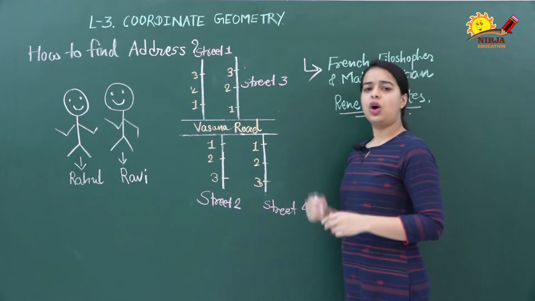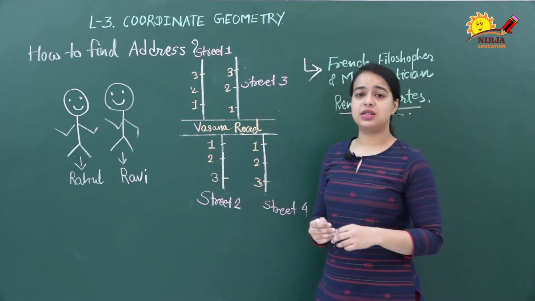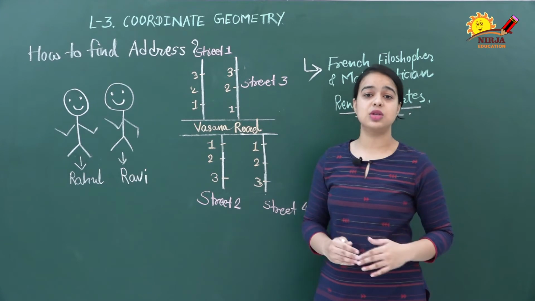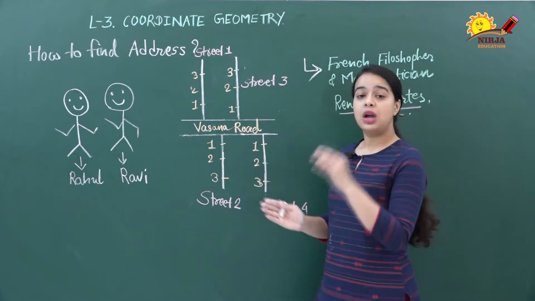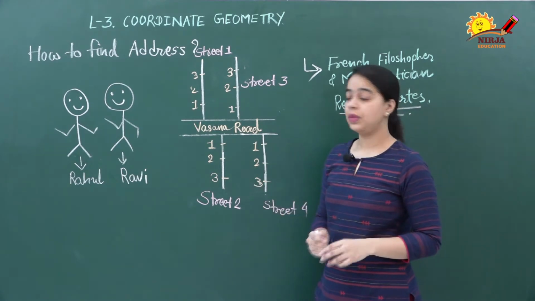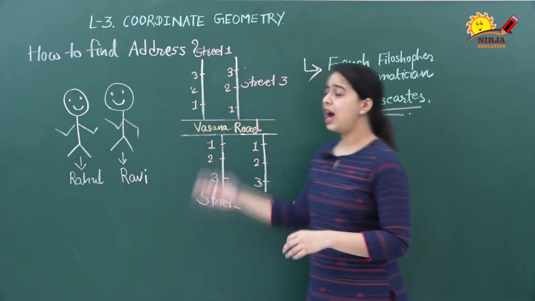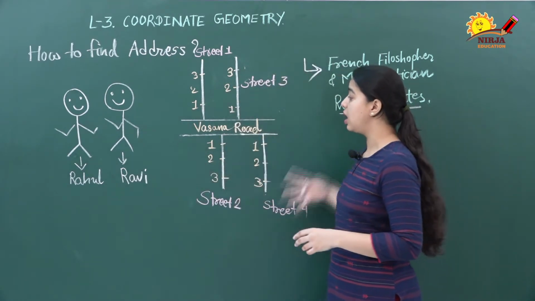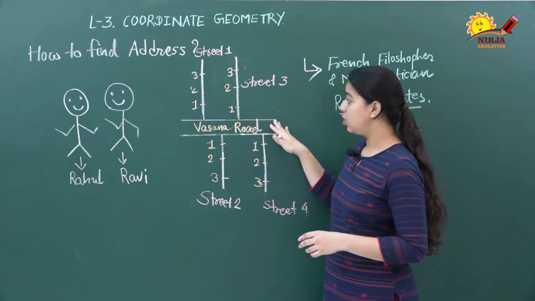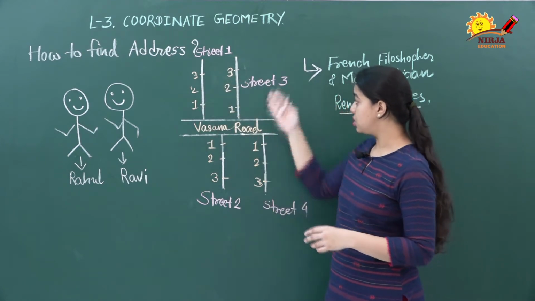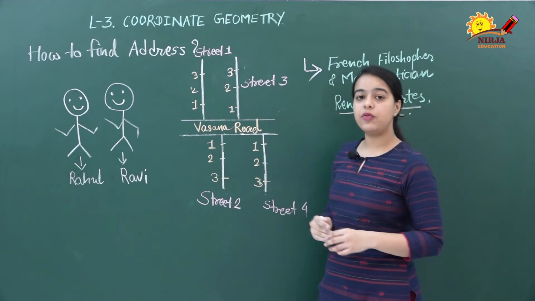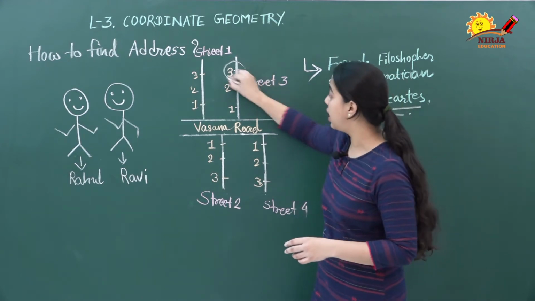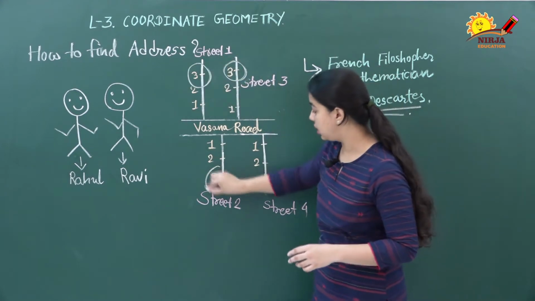Then Ravi thought for a while and again asked, there are many streets and many houses over there on the Vasudha Road. Where is exactly? Rahul said, house number 3. Now you can see over here, I have drawn the scenario. Vasudha Road, there are street 1, street 2, street 3, street 4. And if we talk about house number 3, there are 4 house number 3.